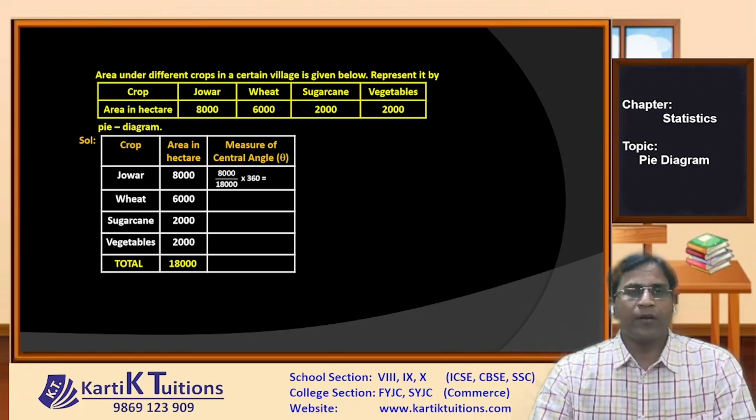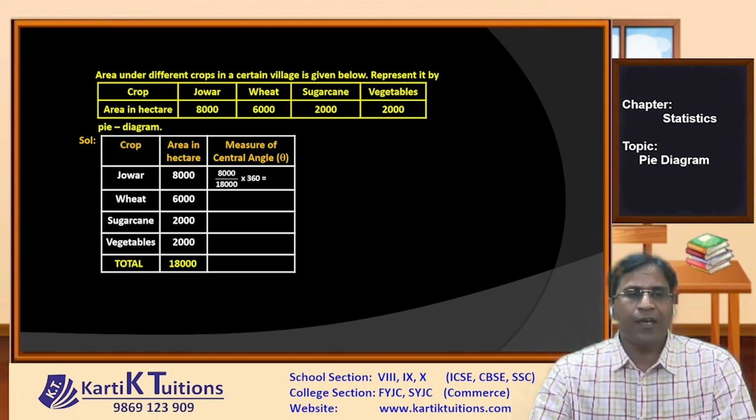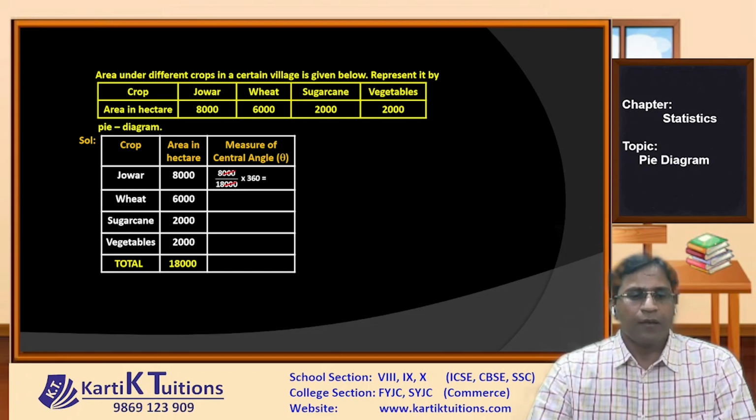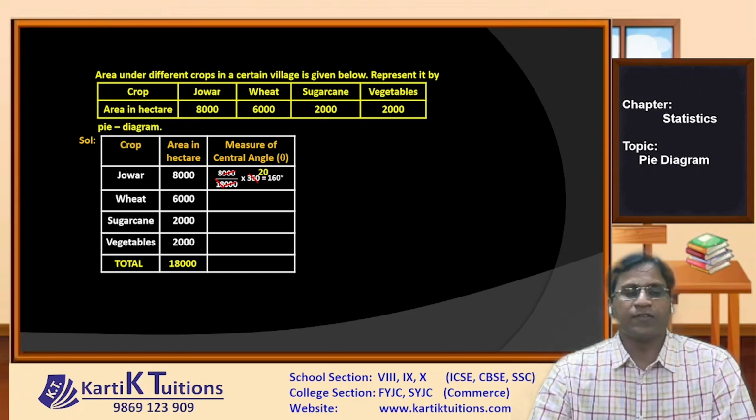Always try to build a relation between 360 degree and the total of the data, because every time the data will keep on changing, but these two values will remain the same. For example, here, I can cancel the 0s, 18 ones are 18, 18 twenties are 360, and 8 into 20 will give me 160 degree. So my first sector will be of 160 degree.